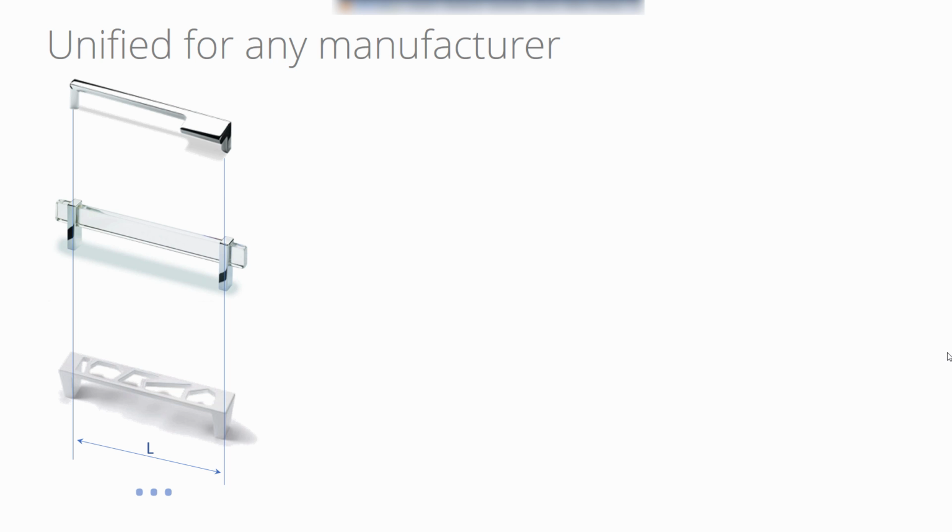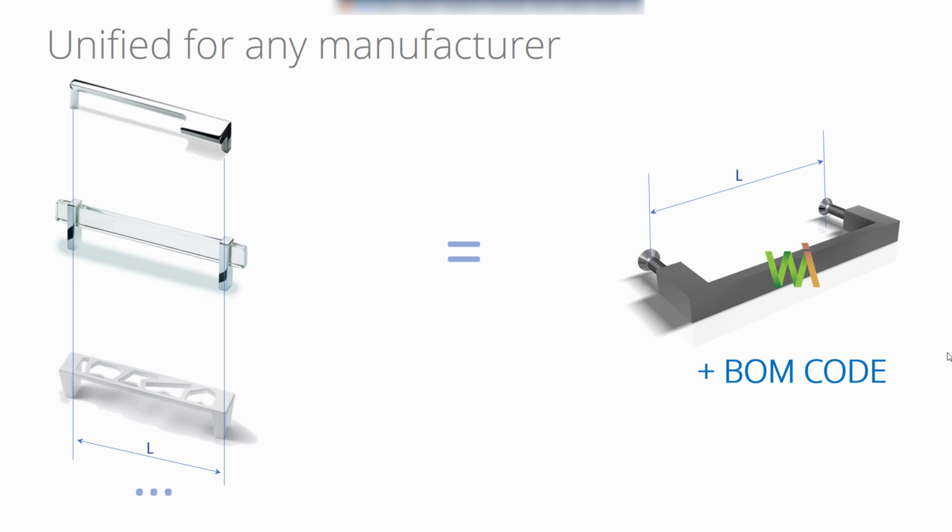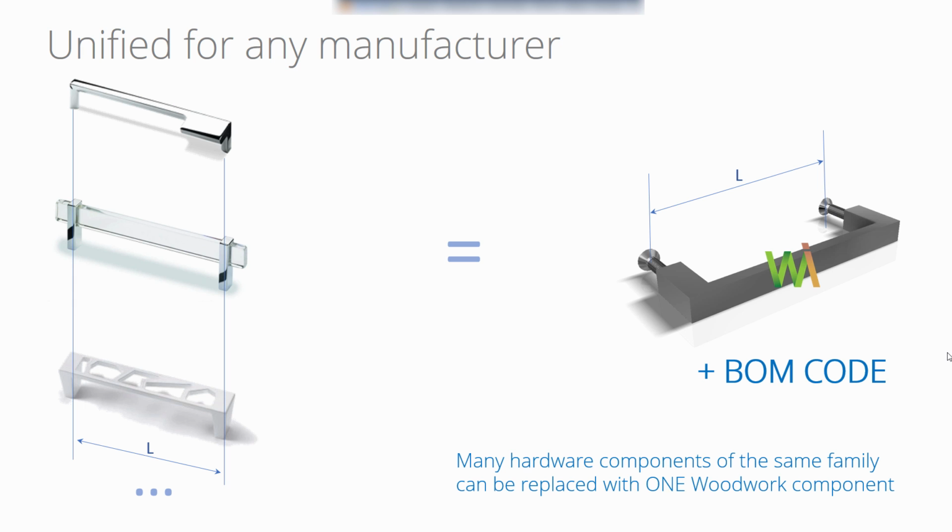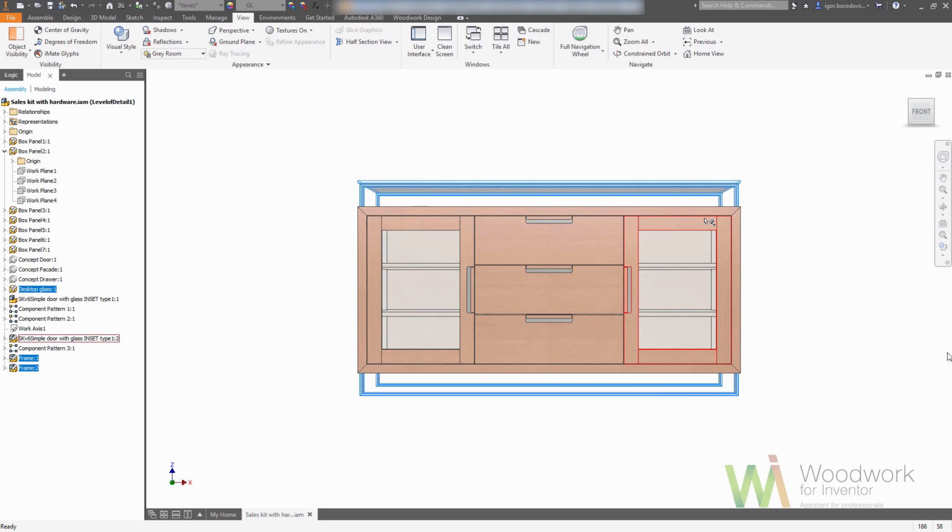So in Woodwork we can replace all those handles with a single one, but which one to take? Which one of those three will be requested from a supplier? When we have the holes in the right position, it's important to know which one to request from a supplier, and the answer to this question is we can use the bill of material code. Yeah? So if you have holes in the right spot and if you have the right code for the components, we can be sure that everything will go smoothly in the manufacturing process. So let's see how this happens.